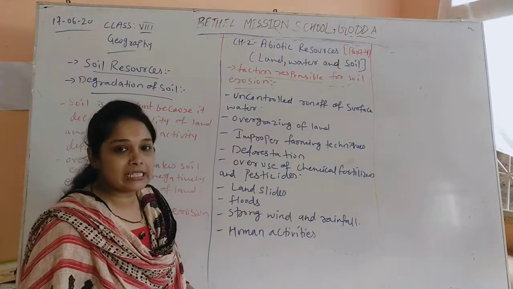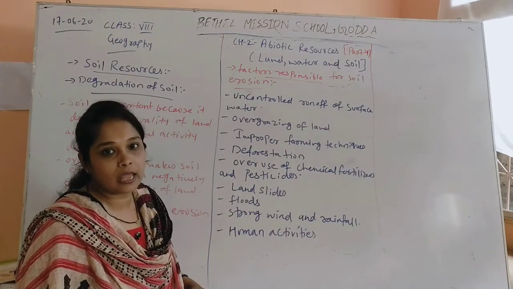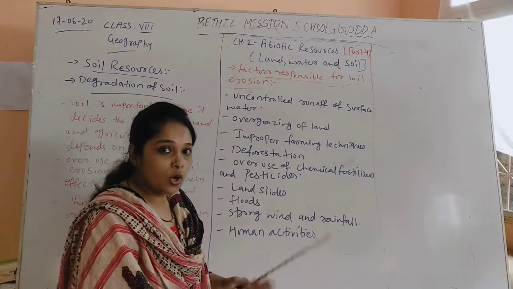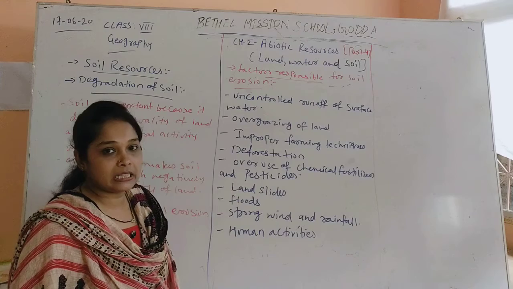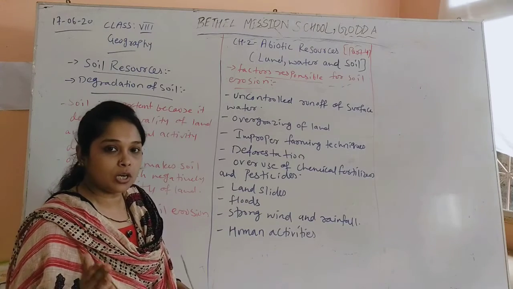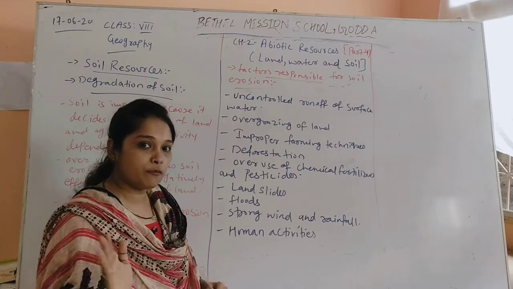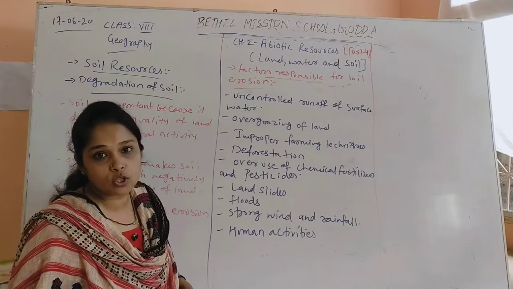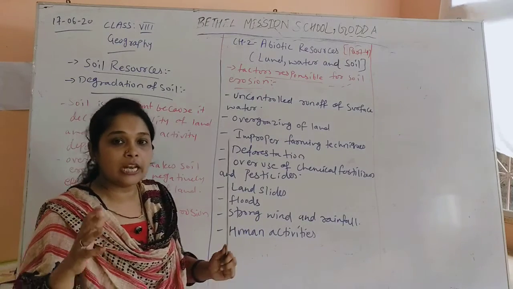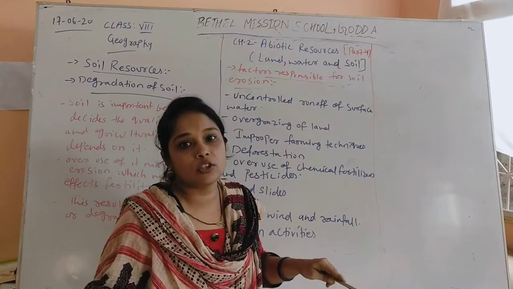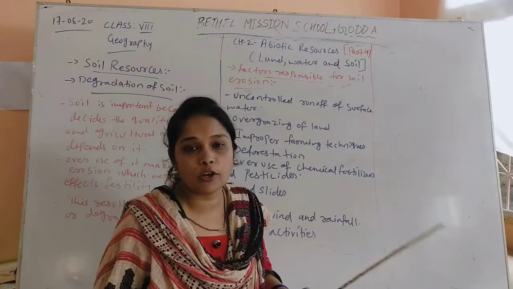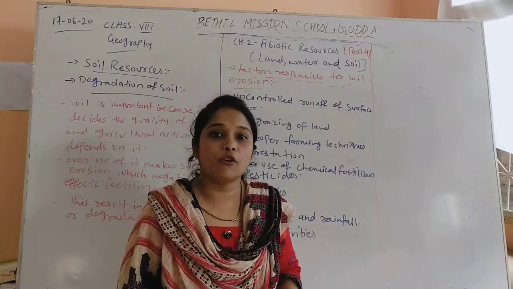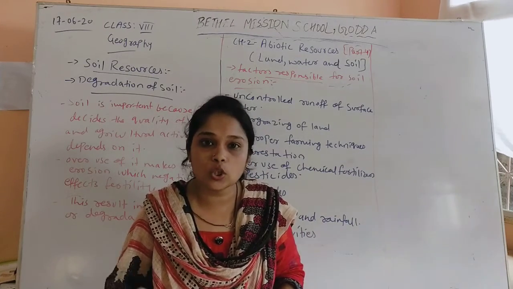Next, landslides are there, which are a natural calamity. Because of landslides, soil has been washed away from the land. Floods are also a reason because of which the layer of soil is washed away from the surface of the earth. Strong wind and rainfall are also a reason because of which the layer of soil which covers the surface of the earth can be washed off or blown away with the wind or with the rainfall, which creates soil degradation and soil erosion.